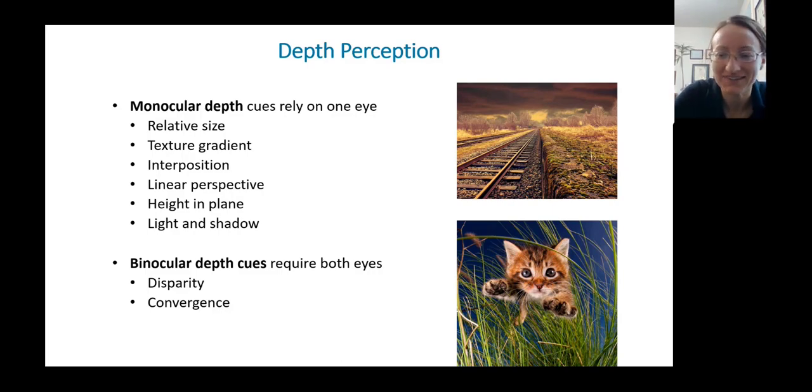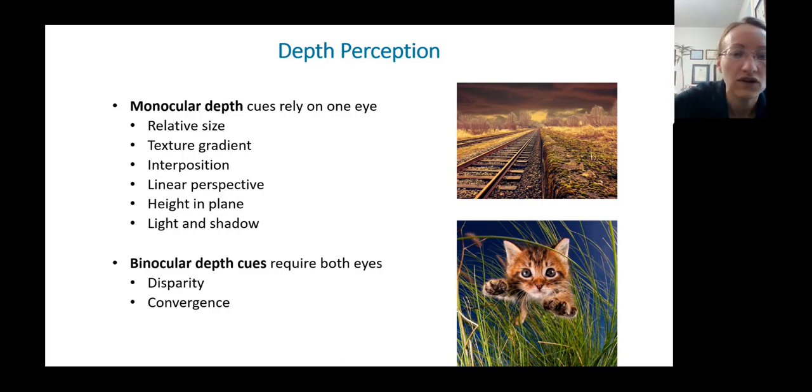So depth perception is obviously our ability to discern how far away something is, some stimulus is. And we have an ability to see depth with just one eye open. We call those monocular cues. You only need one eye to see them. And then there are also binocular cues that are about information that comes to your brain from both of your eyes, which see slightly different things.